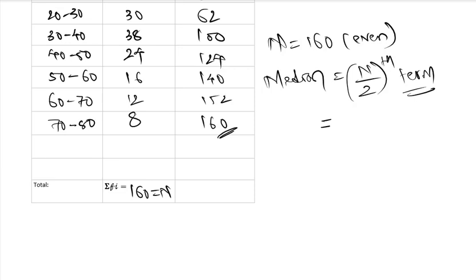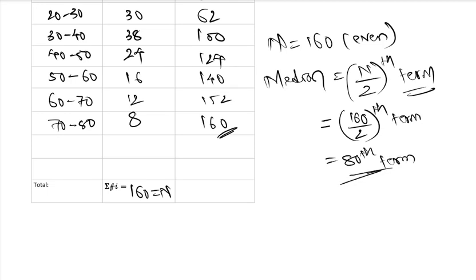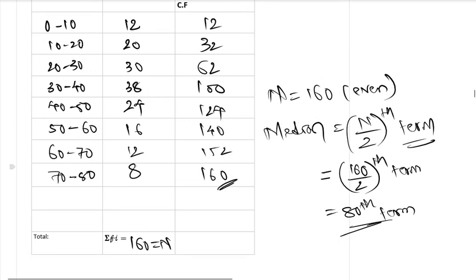So n by 2th term is 160 by 2th term, which is your 80th term, which is your median. Correct? Now, we don't know where the 80th term is. For this, we have to plot an ogive and find the 80th term. So let's plot an ogive.